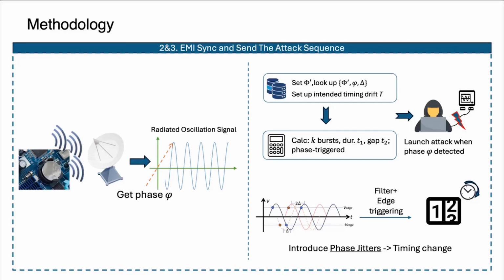The burst injects controlled phase jitter at the crystal after the oscillator's filter and edge detector. Those phase nudges become earlier or later threshold crossings, accumulating into the intended forward or backward drift. As a rule of thumb, thinner surfaces couple better because fewer bursts are needed.